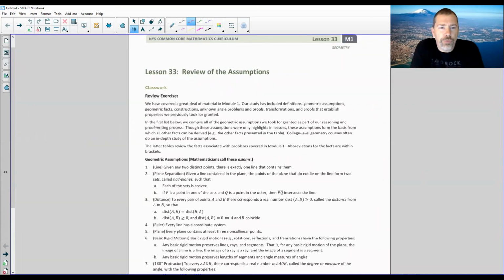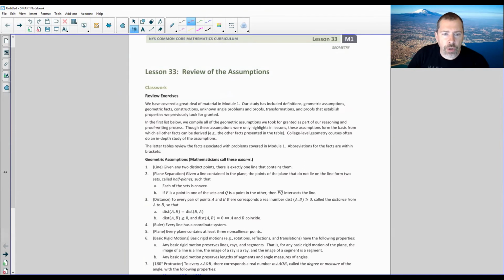Lesson 33, review of the assumptions. Classwork, review exercises. We have covered a great deal of material in Module 1. Our study has included definitions, geometric assumptions, geometric facts, constructions, unknown angle problems and proofs, transformations, and proofs that establish properties we previously took for granted.